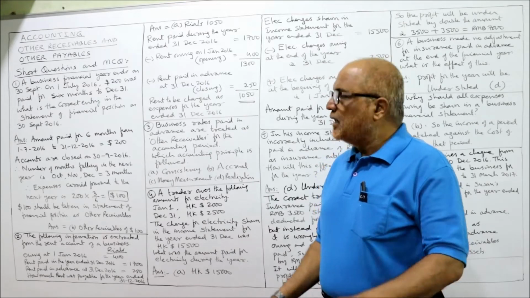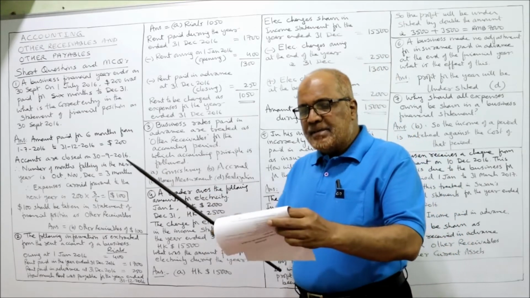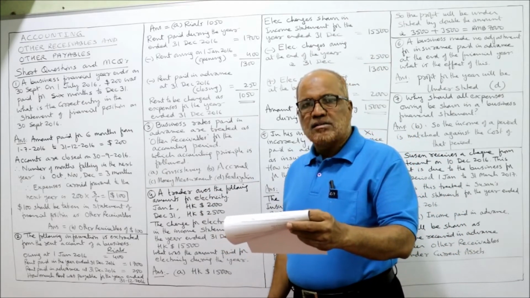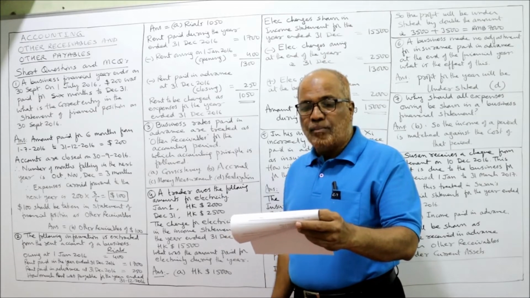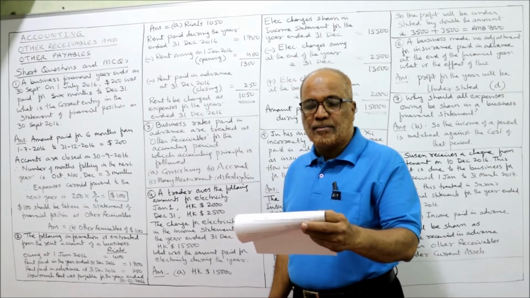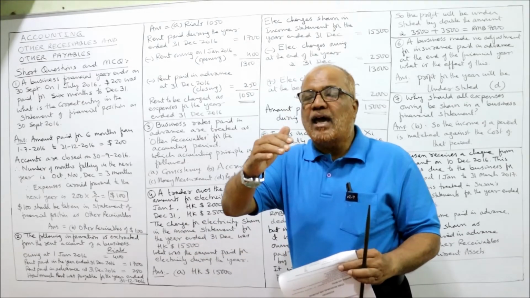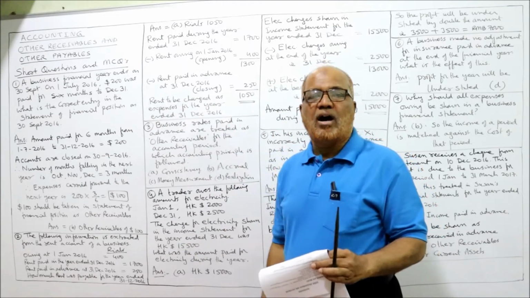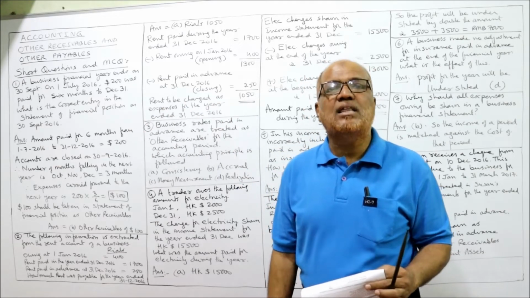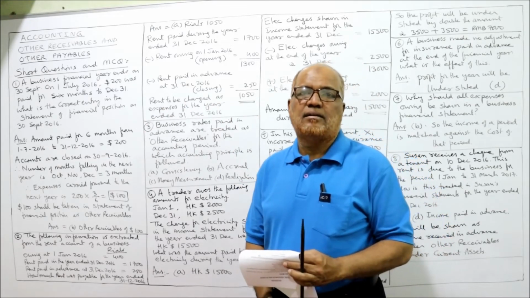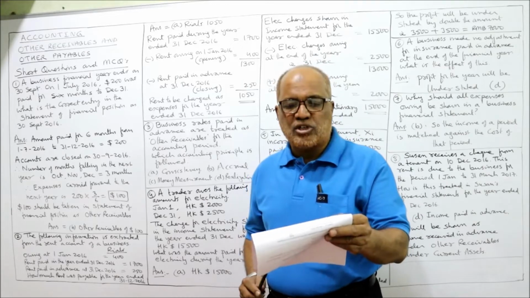That's it. Now next, problem number 3. Business rates paid in advance are treated as other receivable for the following accounting period. So any expenses paid in advance will be treated as other receivables in the financial statement.